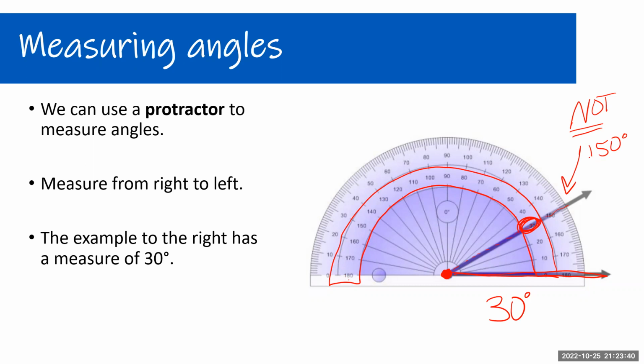But also, you should see a red flag, and this is obviously an acute angle. It can't be 150 because it has to be less than 90, okay?